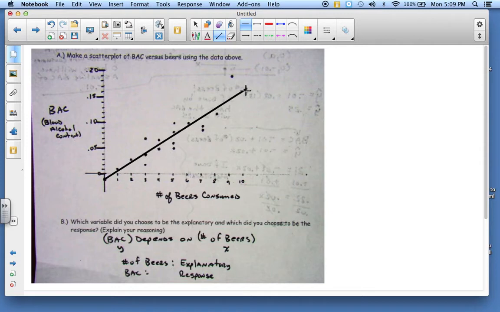Okay. Now with this, I could find the residual, which is the distance from the observed down to the predicted. Remember, this is the predicted line. All right. A couple other things. Remember, the number of beers consumed is your explanatory. This explains the blood alcohol content. The blood alcohol content depends on the number of beers consumed.